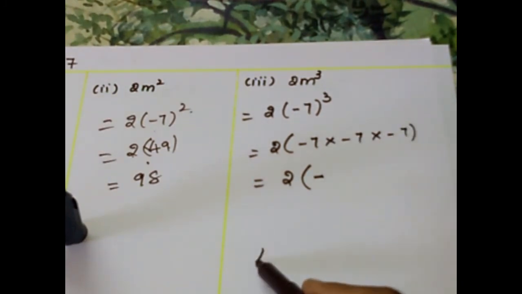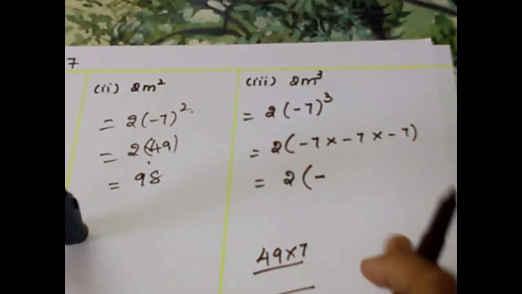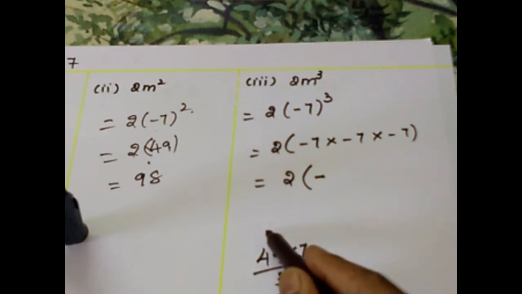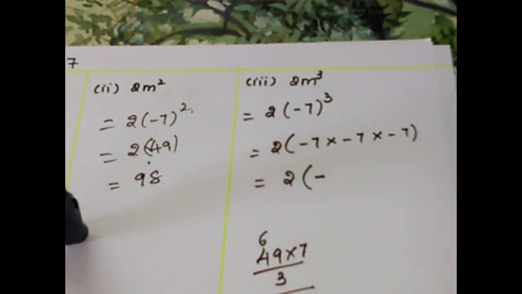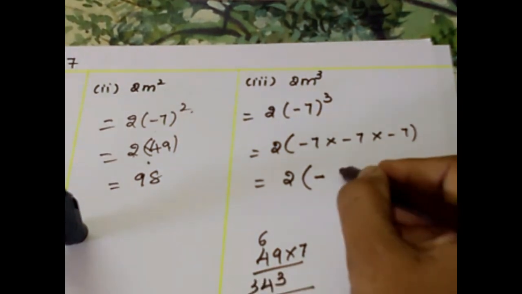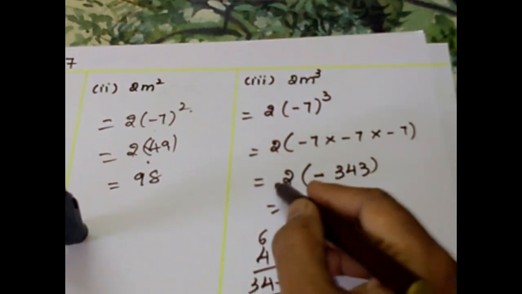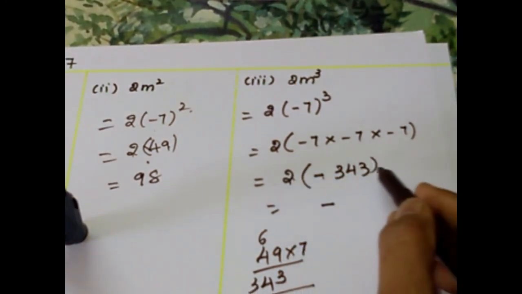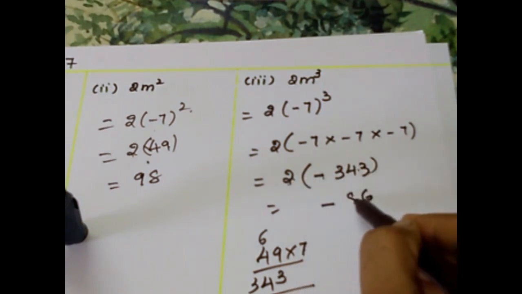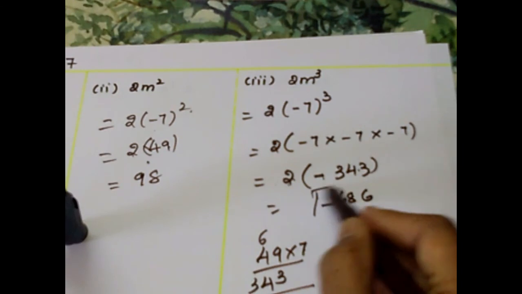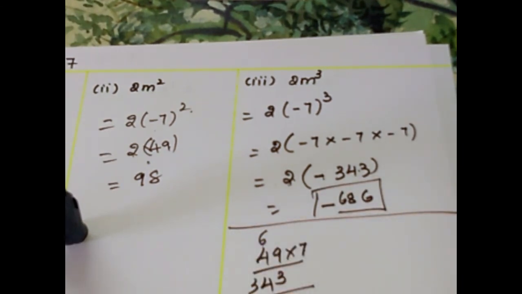7 sevens are 49, 49 sevens are. Don't copy answers from the video. You have to solve it. 7 nines are 63, 6 carry, 7 fours are 28, 28 plus 6 is 34, 343. Now multiply. Plus into minus is minus, 2 threes are 6, 2 fours are 8, 2 threes are 6. Solution is minus 686. So in today's class we have learned how to substitute the value for the given expression.